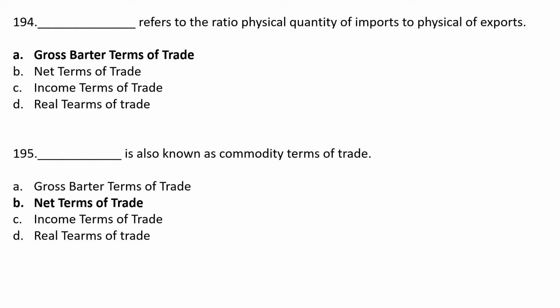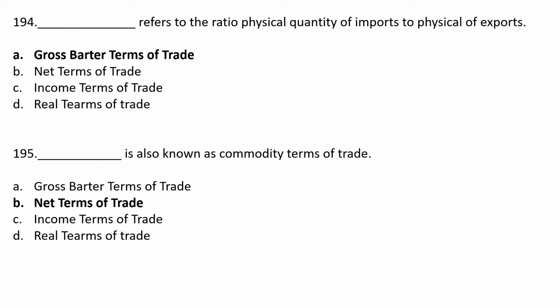Dash refers to the ratio of physical quantity of import to physical quantity of export. Option A, gross barter terms of trade. Option B, net terms of trade. Option C, income terms of trade. Option D, real terms of trade. The correct answer is option A, gross barter terms of trade. The gross barter terms of trade refer to the ratio of physical quantity of import to physical quantity of export.